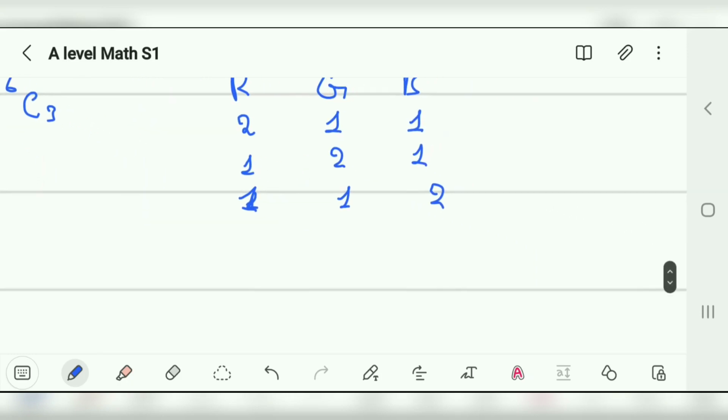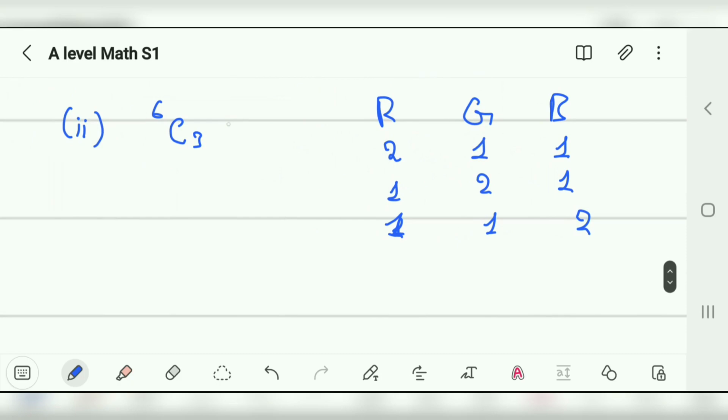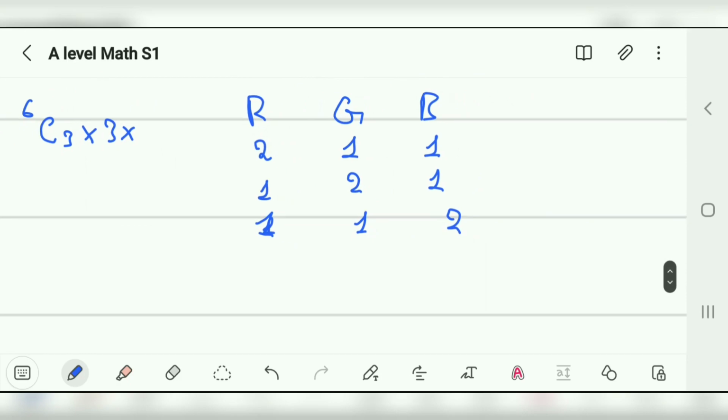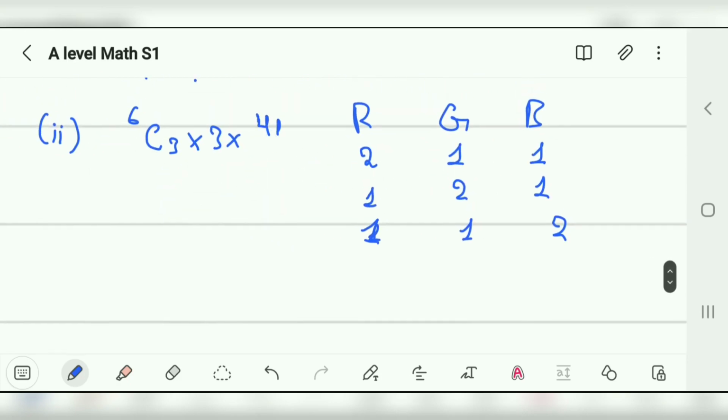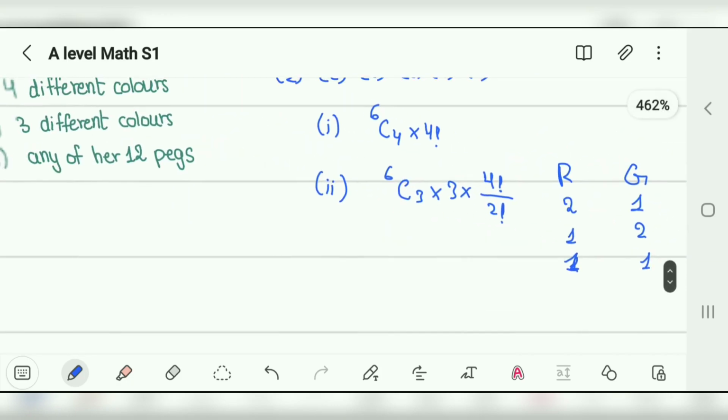So you make it out in this way. You can just say there are 3 possible ways. So multiply by 3, and then after getting one of these ways, you're going to arrange them. So again, it's going to be 4 factorial upon 2 factorial. Okay, so this is the answer for this.